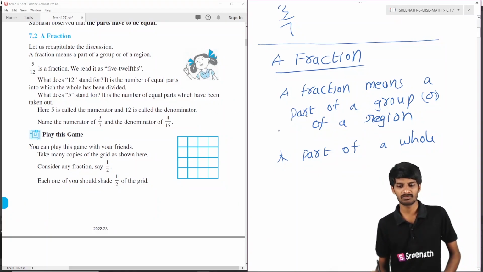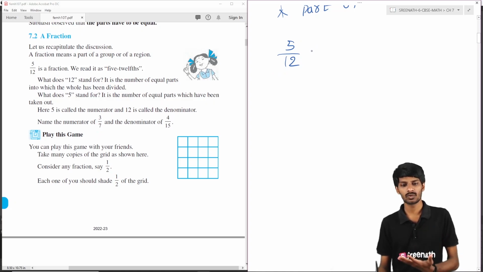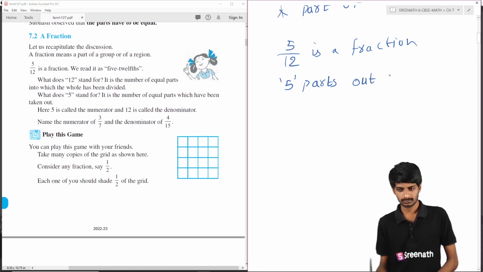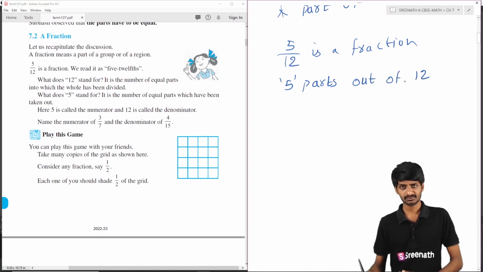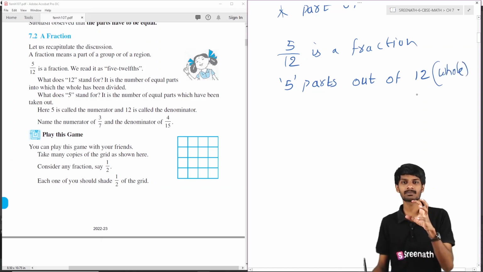So here there is an example for part. What is the example here? If you see, students, here 5 by 12. It is a fraction, which means what, students? 5 parts out of 12. Here 12 is the whole. The whole is made into 12 parts.